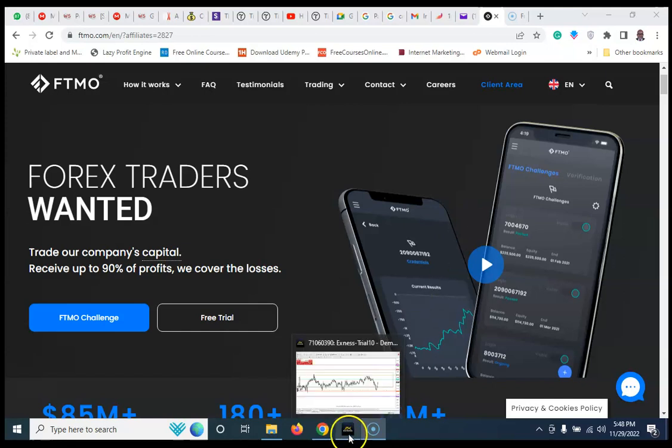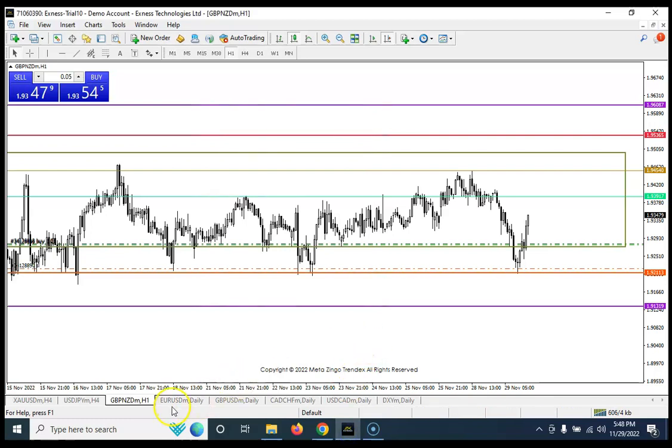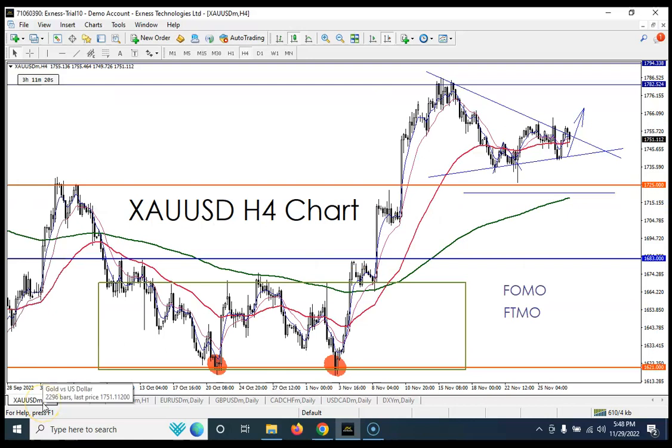So today I'm going to show you some of the trade setups we had during the week. These are awesome trade setups that we have. Let me start from gold. For gold, let me remove these indicators so that we can see the setup clearly.